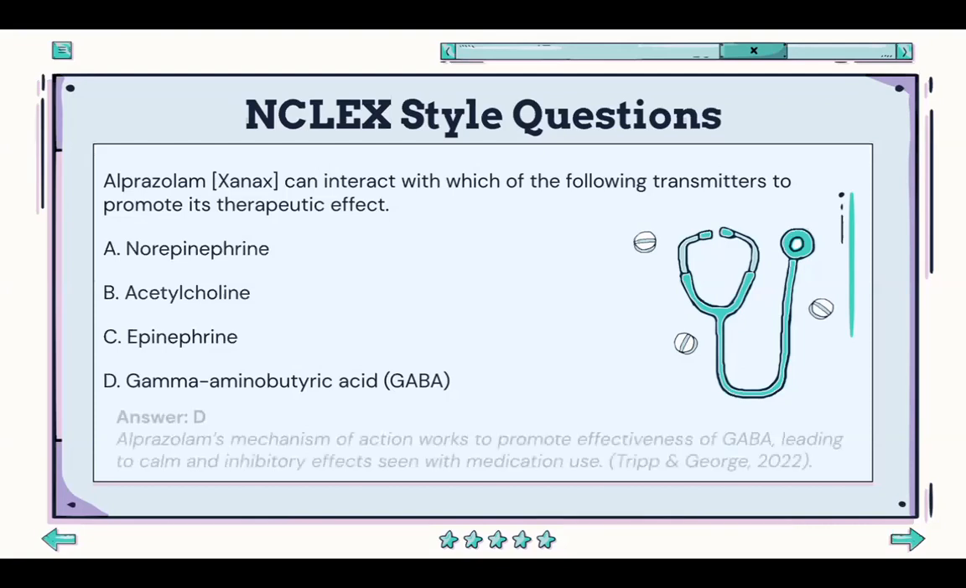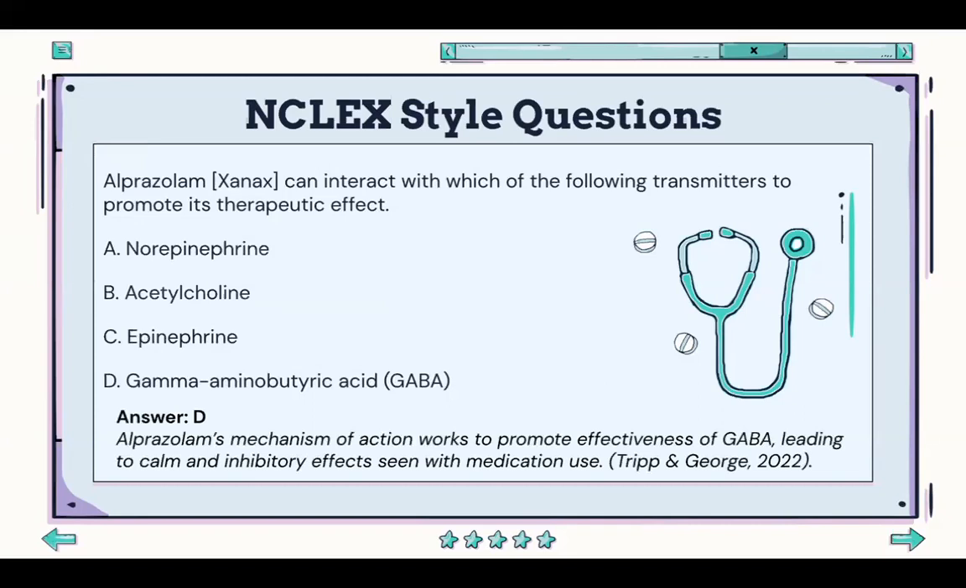Well, if you guessed the answer D, that was correct. The gamma-aminobutyric acid, which is also known as GABA, is an inhibitory neurotransmitter. So in alprazolam's mechanism of action, it works to promote the effectiveness of GABA, which is putting a stop to activity, which leads to the calm and inhibitory effects seen with the medication use. Then moving on to our next slide.